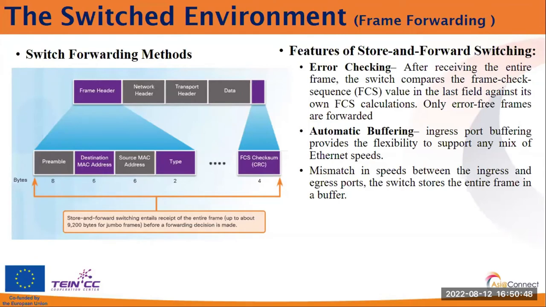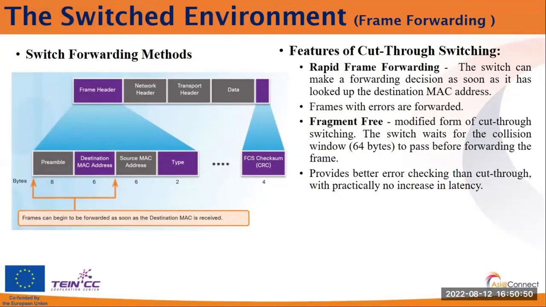But the problem with cut-through switching is that it is actually faster than store and forward, because it is not checking the whole frame. Okay, it is only checking, you can see here, only these two portions of the frame. Cut-through may forward invalid frames too, because there is no checking of FCS. That is the main difference between cut-through and store and forward.